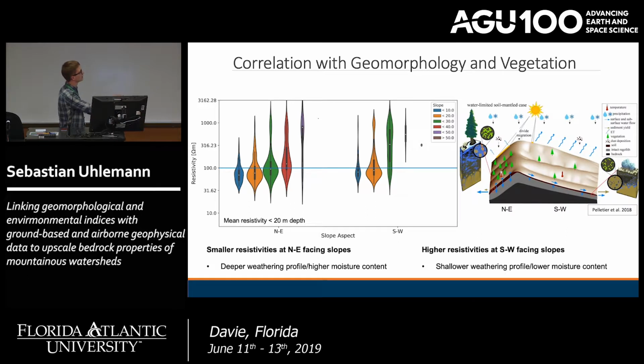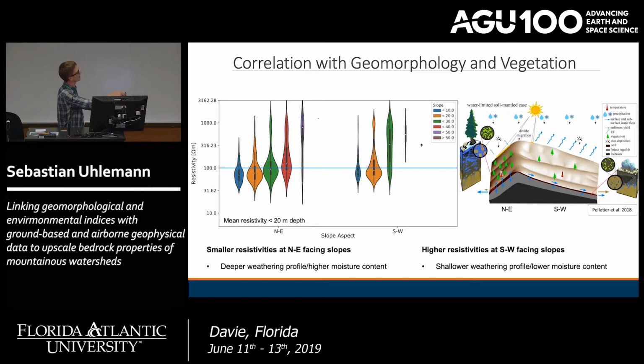So what we see here is a violin plot where I grouped the data based on their slope aspect. On this, we have northeast facing slopes. If you remember, the East River Watershed is basically kind of a line like this, so the majority of slopes are either northeast or southwest facing. Here we have northeast facing slopes, here we have southwest facing slopes.